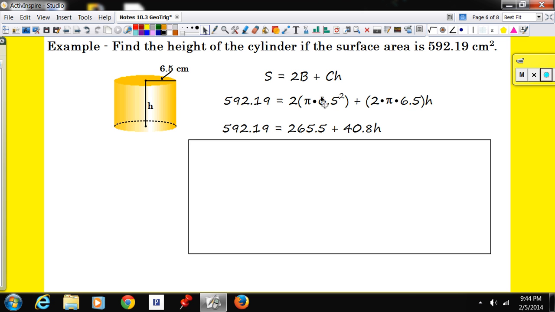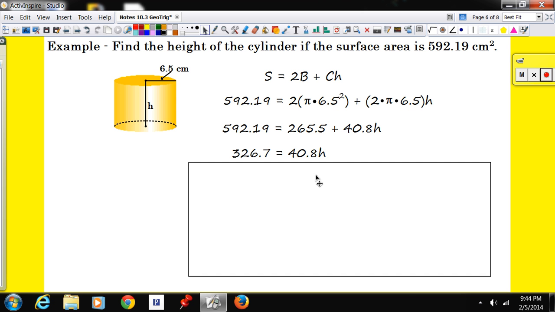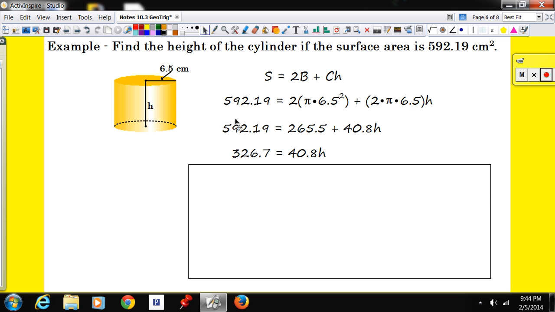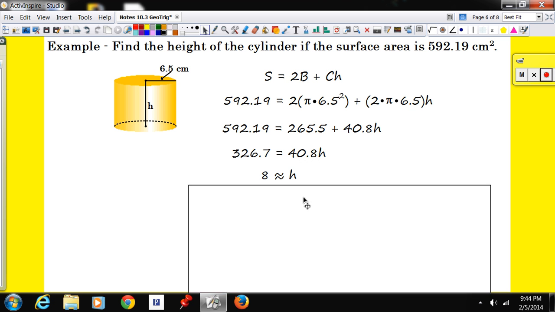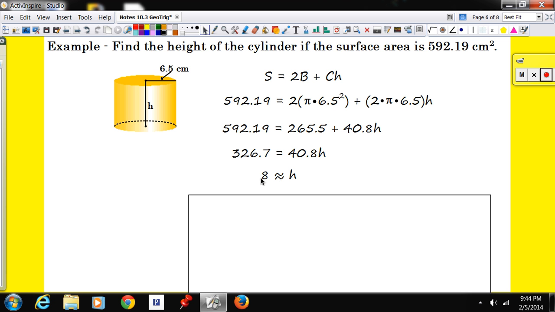This comes down. This right here multiplies in my calculator. I can do this 6.5 squared, then I times it by pi. Then I times it by 2, I get 265.5. 2 times pi times 6.5 gives me 40.8. Then I'm going to subtract the 265.5 on both sides. Then I'm going to divide by 40.8, and you're going to get roughly 8. It's going to be like 8.00 something. So your height is approximately 8.